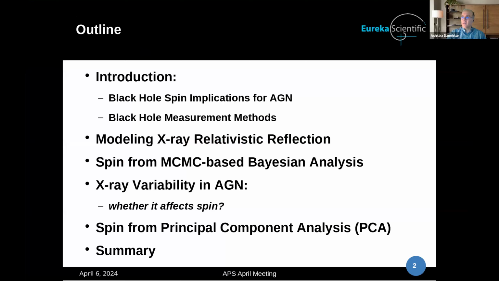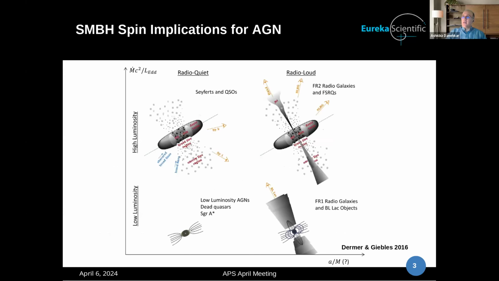I will briefly talk about spin measurements, modeling X-ray reflection emissions, and spin measurement from Bayesian statistical analysis, and whether X-ray variability affects spins. I will also evaluate whether X-ray variability affects spin using principal component analysis. And here is a brief implication of spin for AGNs.